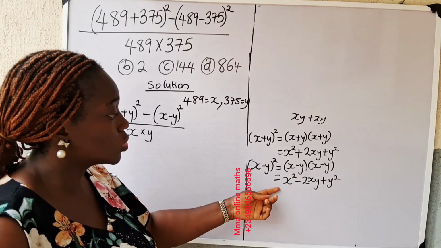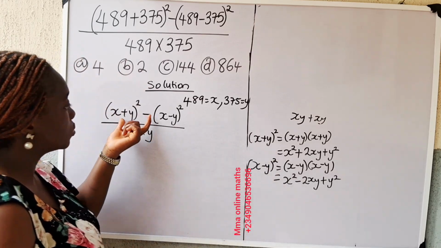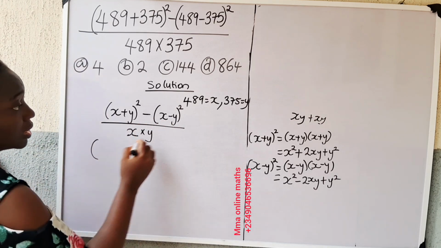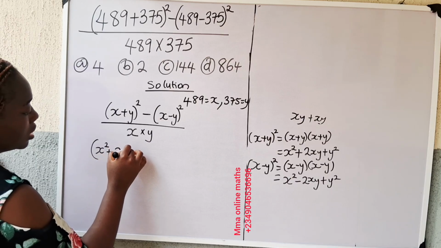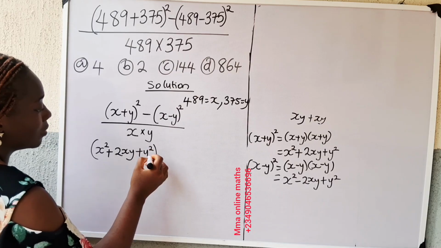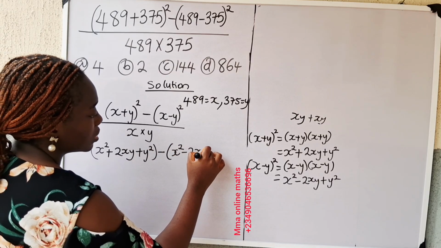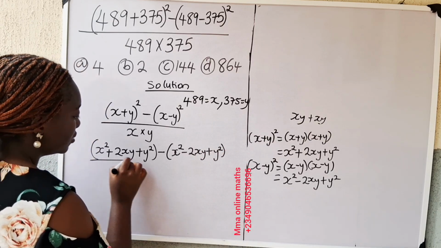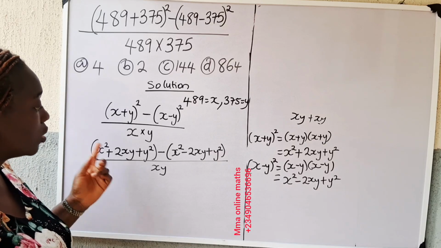Okay, now this is what we are going to have, this and this. Now we are going to replace it here and see what will happen. Now, still in brackets, we have X squared plus 2XY plus Y squared minus (X squared minus 2XY plus Y squared) divided by XY. Okay, now we are going to open brackets.